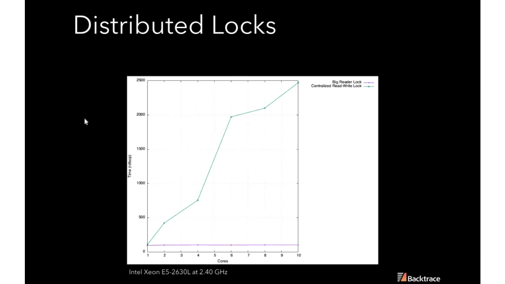So here's a benchmark where we compare the big reader lock to a centralized read-write lock. This is a read-mostly workload. You have a bunch of threads spinning in a tight loop, and they're just acquiring the read-side critical section. And you can see that the centralized, traditional read-write lock simply does not scale, while the big reader lock has no issues whatsoever. Essentially, the cost is serialization of an atomic operation on the fast path and some form of serialization on the pipeline.